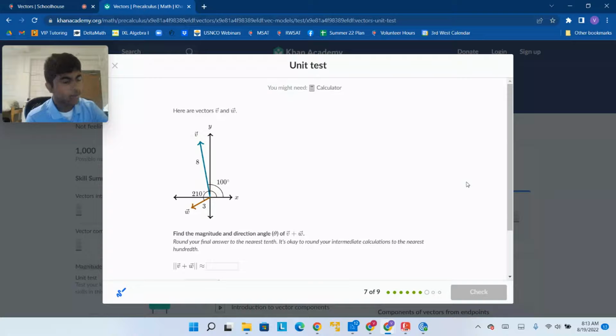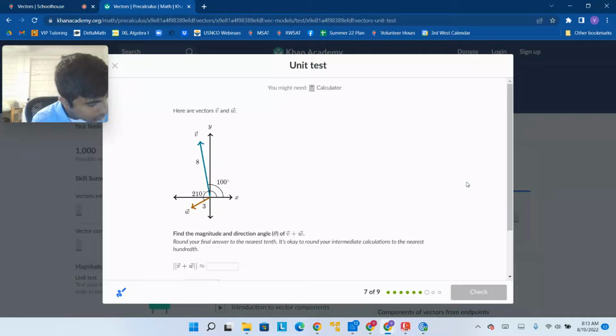All right, so let's start with v. So v, well, in red, is a vector with magnitude 8, and it has a direction angle of 100 degrees. Now 90 of those degrees is going to be at the y-axis, so we're going to get 10 degrees, roughly.